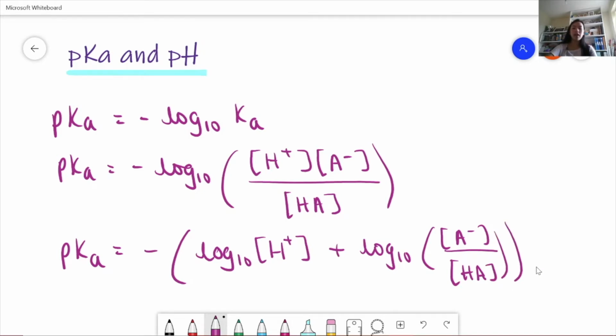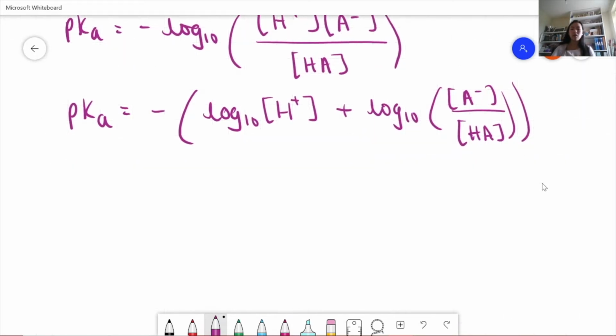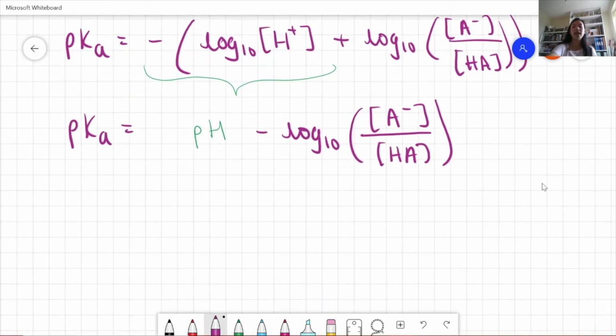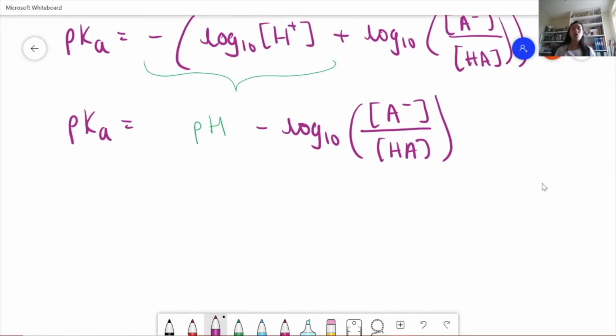And then what we get is that this is actually equal to pKa equals, because we have this minus log 10 here of H plus ions, this is equal to the pH, because that's the equation that we've learned. And then this is minus log to the base 10 of the concentration of A minus over the concentration of HA, which is the acid. And so we've got this formula here of pKa equals pH minus log 10 of the concentration of A minus over the concentration of HA.